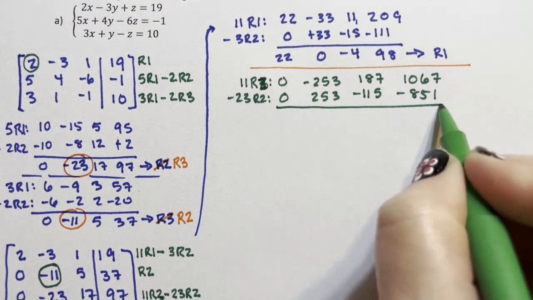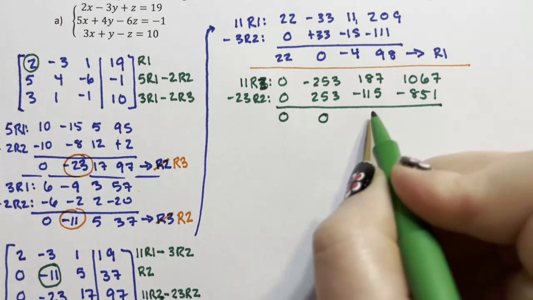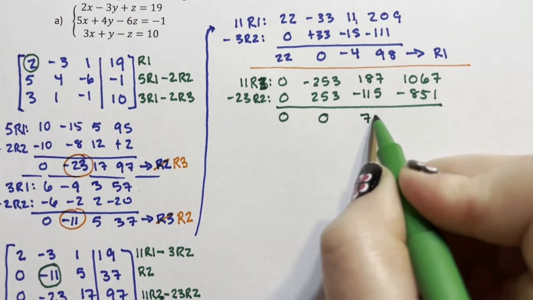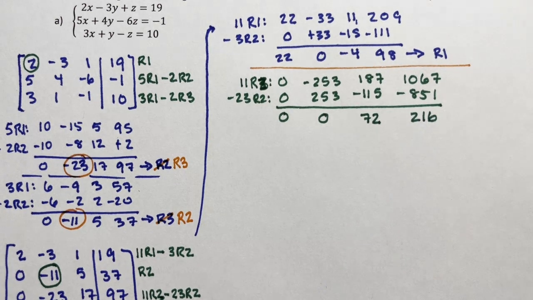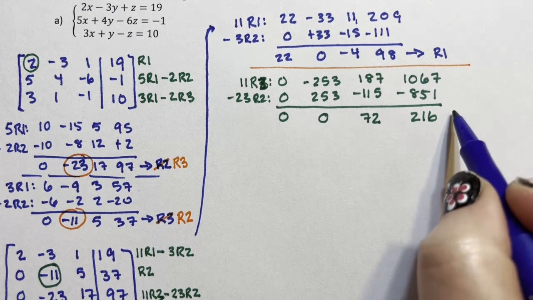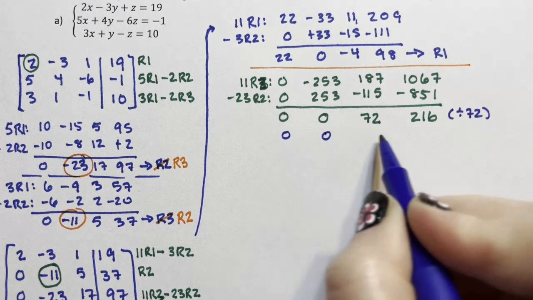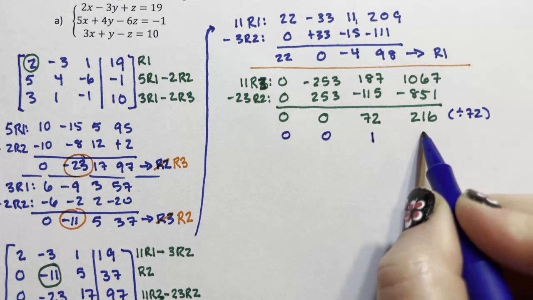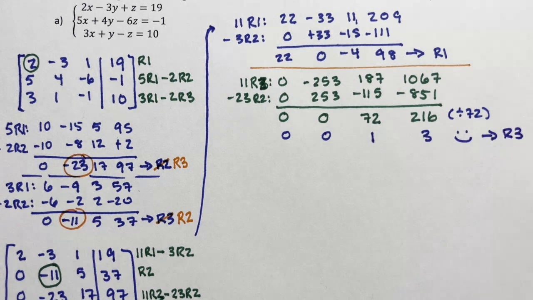And when I add down, I get 0, 0, because that's what I'm looking for, 72 and 216. Now, I really quickly throw 216 divided by 72 into my calculator just to see what happens when I divide by 72. And lo and behold, when I divide by 72, I get 3. So this is what's going to go into row 3, because that makes me very happy. I like 3. It's small.